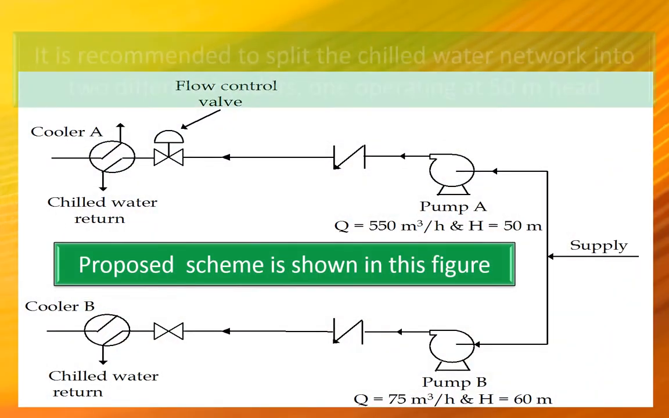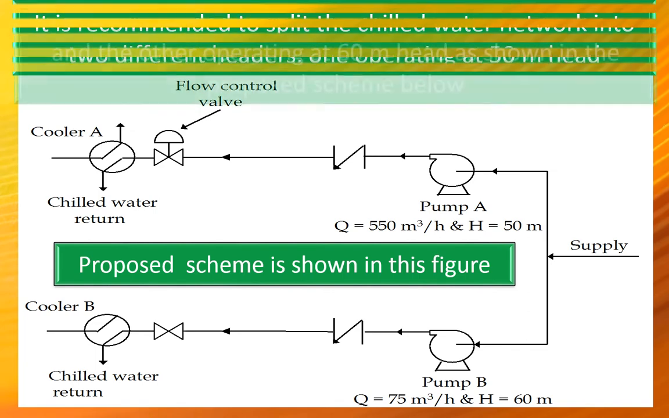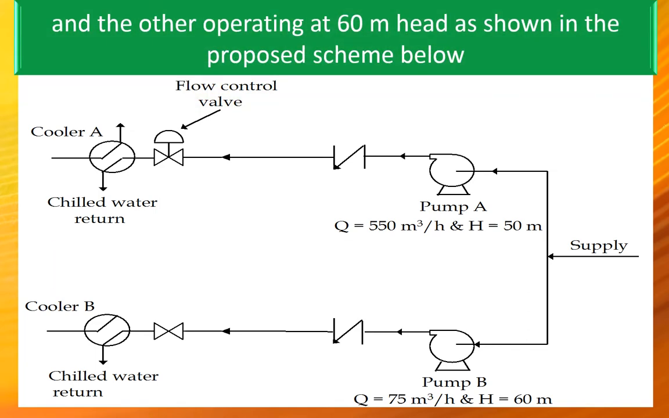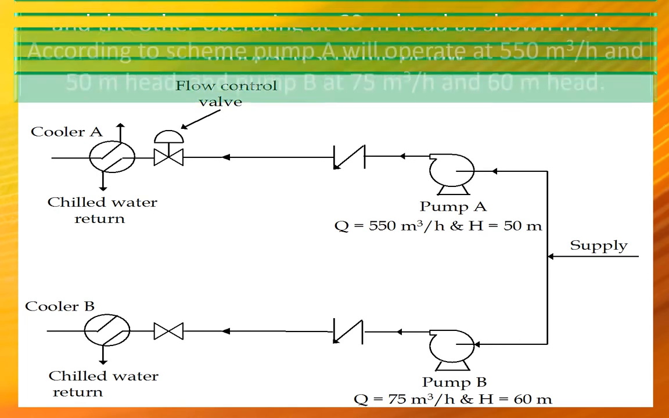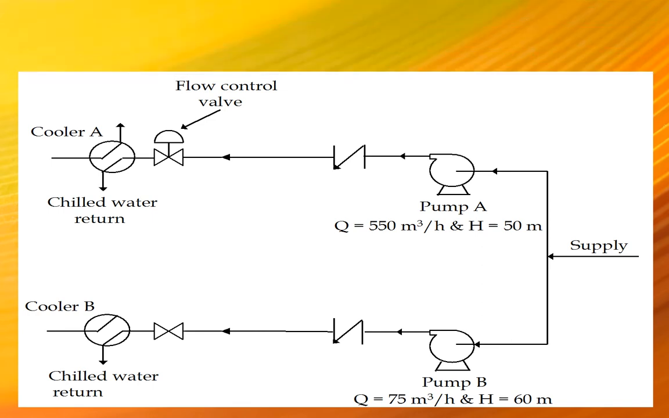The proposed scheme is shown in this figure. It is recommended to split the chilled water network into two different headers, one operating at 50 meter head and the other operating at 60 meter head as shown. According to the scheme, pump A will operate at 550 meter cube per hour and 50 meter head, and pump B will deliver 75 meter cube per hour at 60 meter head.